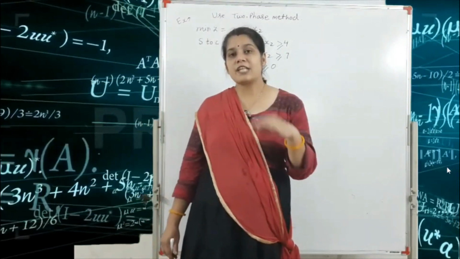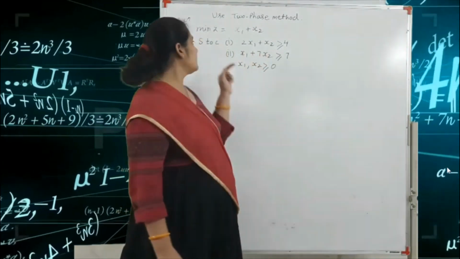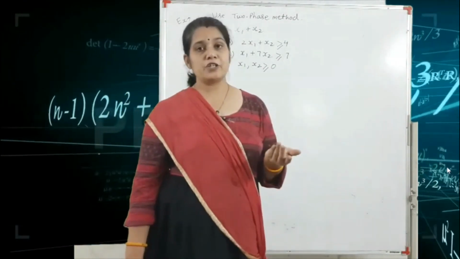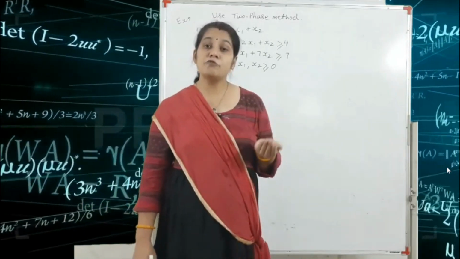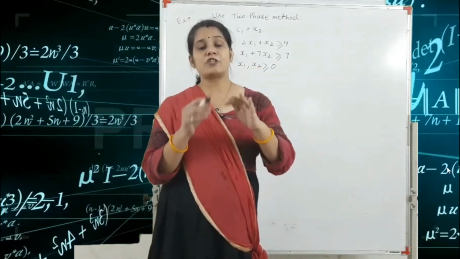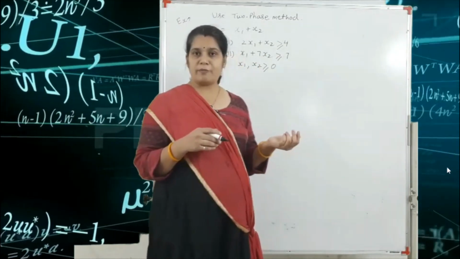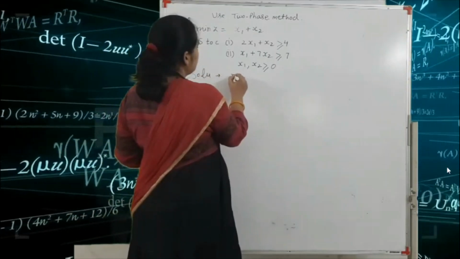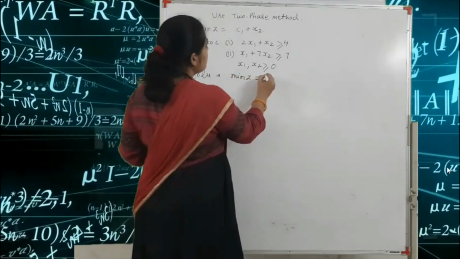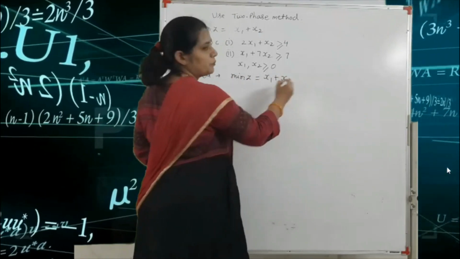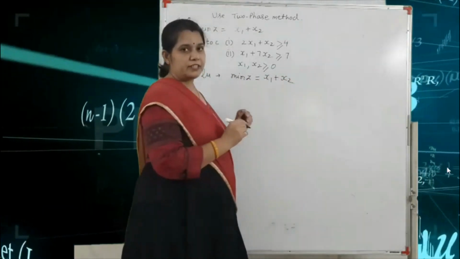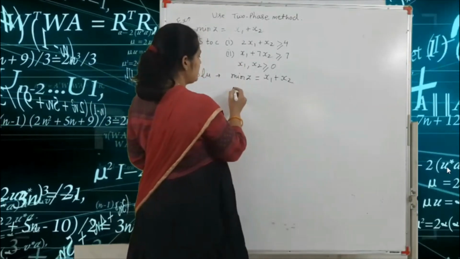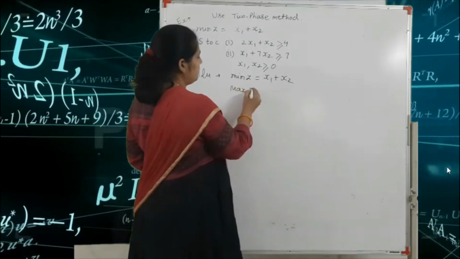First you check that the question is given in the minimization form. With the help of the condition for solving the two-phase method, first you convert this question into the maximization format. So the solution: we are given minimize z equal to x1 plus x2. First we convert into the maximization format by taking the minus sign on both sides, so minimize z converts into maximize z.